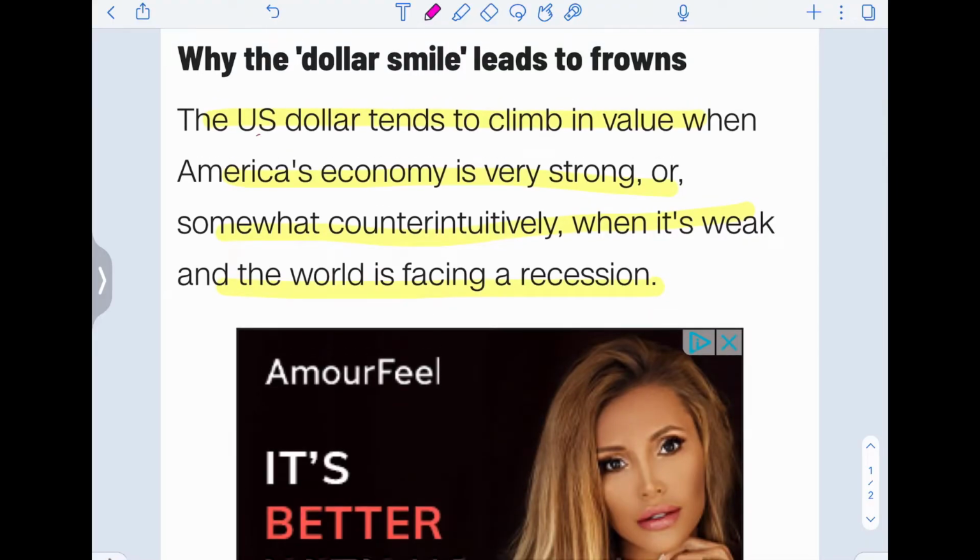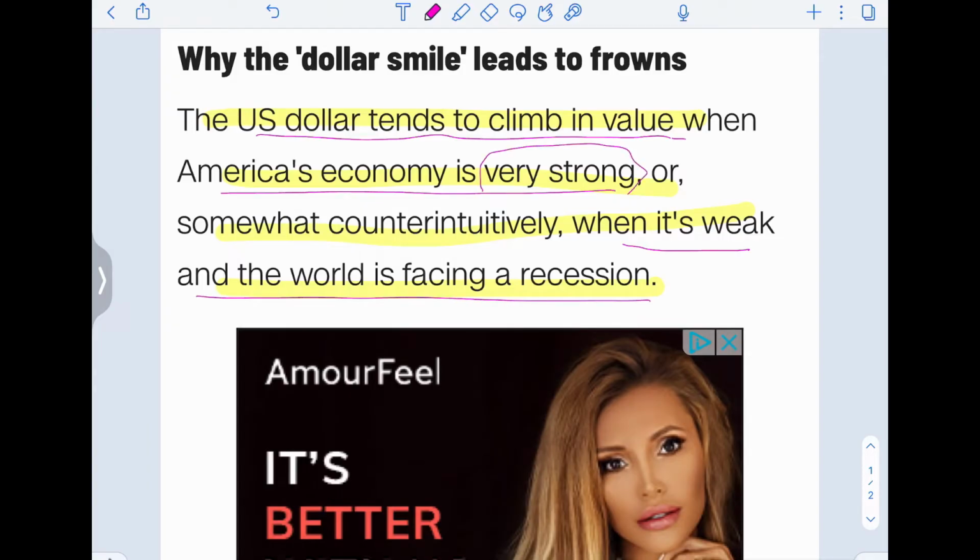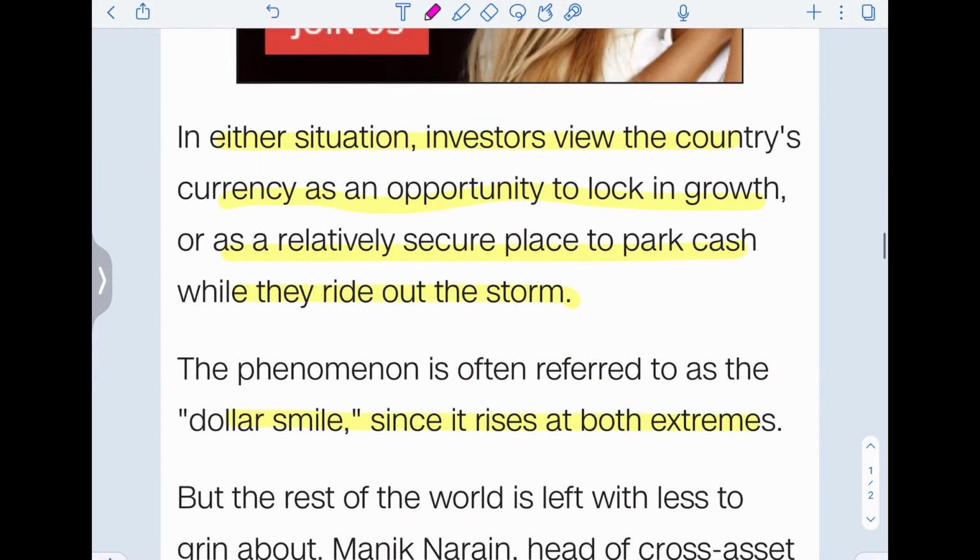Well, the US dollar generally tends to climb in value when America's economy is very strong, or also when America's economy is very weak and the world's facing a recession. So when the American economy is very strong, people view the American dollar as a safe investment, the American economy as a safe place to invest. But also, when the American economy is not doing very well and the rest of the world's facing a recession, investors around the world like to still invest in the American economy as well. So that's called the dollar smile.